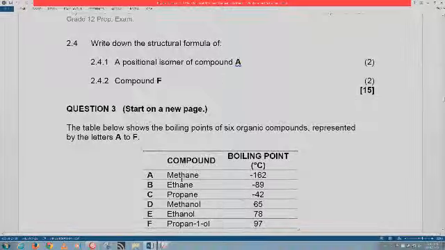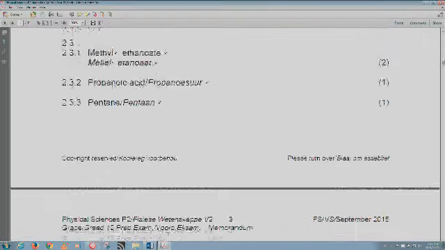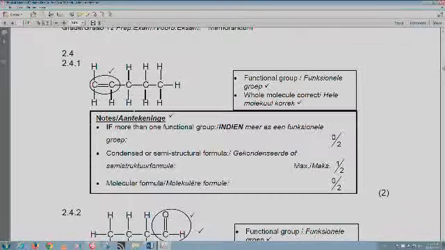Now, 2.4, write down the structural formula of a positional isomer of compound A. And that positional isomer of compound A is given in the memo, where the double bond is between carbon 1 and carbon 2. So the way you mark this one, it's 1 mark for the functional group. In other words, the double bond between 2 carbon atoms and the correct number of bonds around those carbon atoms. It's 1 mark. And then for the rest of the molecule, including the functional group, is the 2nd mark.